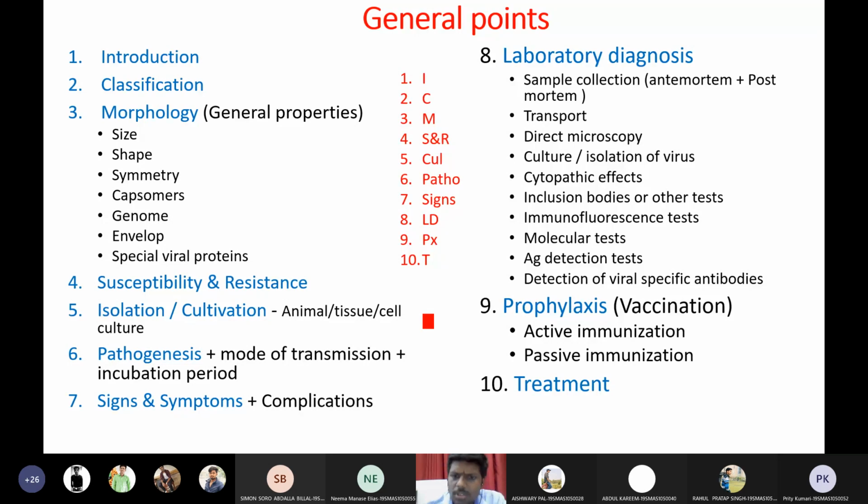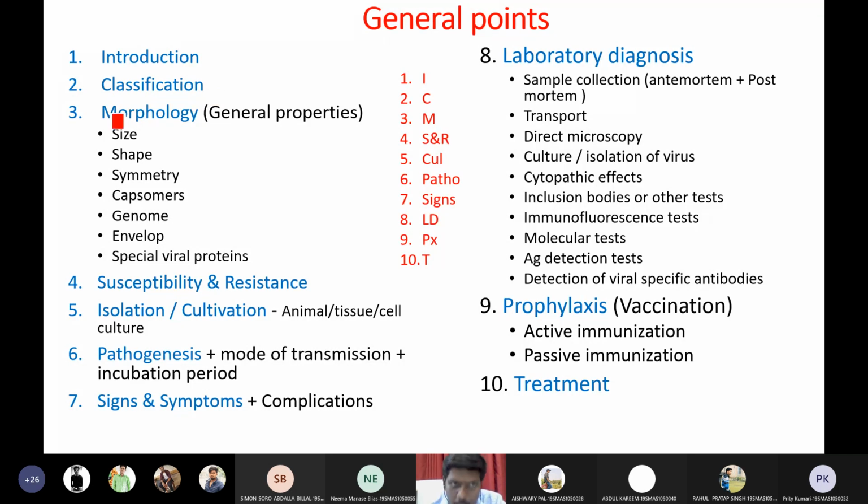The things that we need to include for every virus: first, you will write an introduction to the virus, for example, introduction to polio. Then you will classify the virus. Classification means you need to tell whether it is a DNA virus or RNA virus. So you need to give the classification and taxonomical classification of the virus.